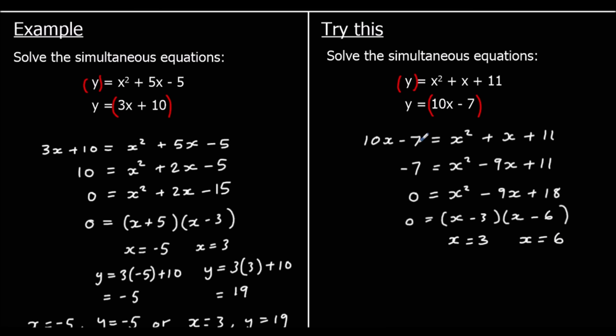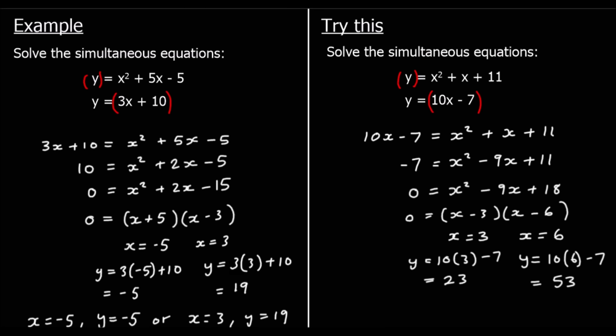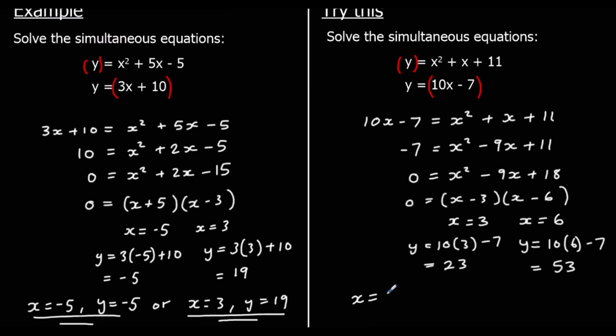How about y? Well, y is equal to 10x minus 7. So if x is 3, y will be 10 3's minus 7. 30 minus 7 is 23. And if x is 6, y is 10 6's minus 7. And 60 minus 7 is 53. So our answers are either x is 3 and y is 23, or x is 6 and y is 53.